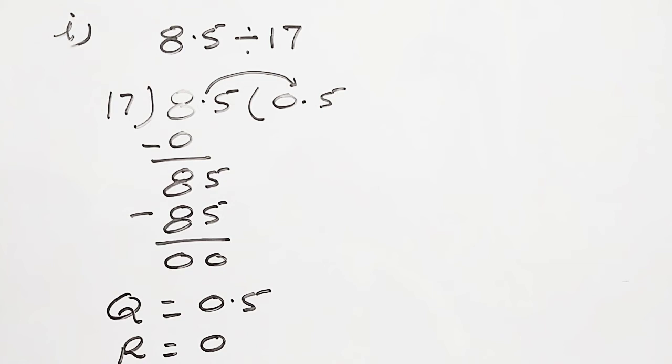Question number I. 8.5 divided by 17. The whole number part of this decimal number is 8. 17 is bigger than 8. So we take 17 0 times. 17 0 times gives 0. 8 minus 0 is 8. Shift the decimal to the quotient and write the next digit 5 down. The number becomes 85. 17 5s are 85. The difference of 85 and 85 is 0. So the quotient is 0.5 and the remainder is 0.